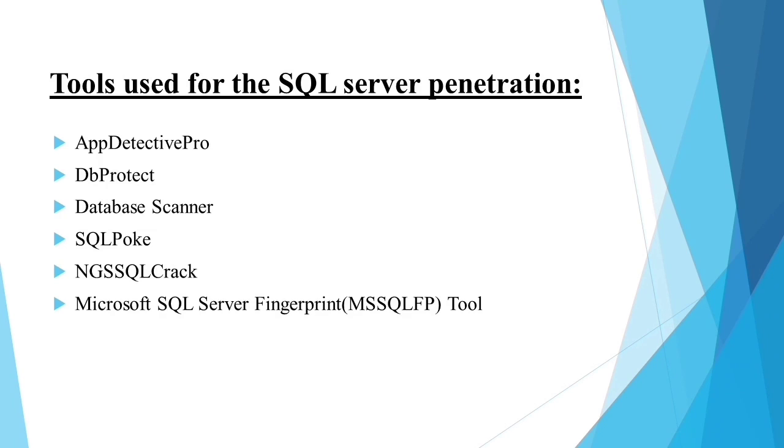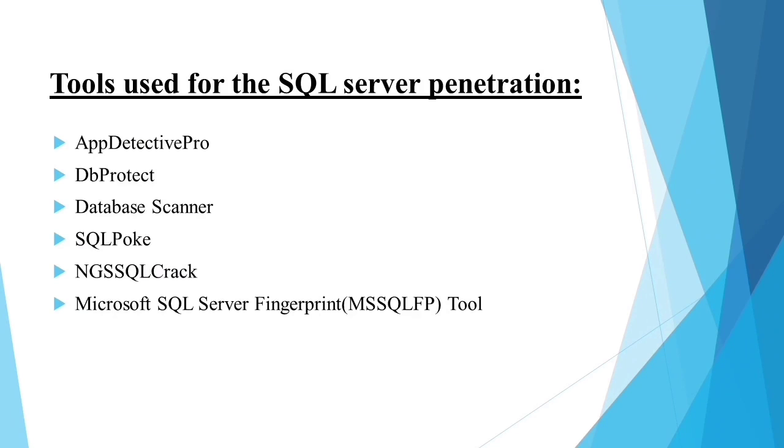The fifth point is NGSSQLCrack. It can guard against weak passwords that make the network susceptible to attack. This is a password cracking utility for Microsoft SQL Server 7 and 2000 and identifies user accounts with weak passwords so that they can be reset with stronger ones, thus protecting the overall integrity of the system.